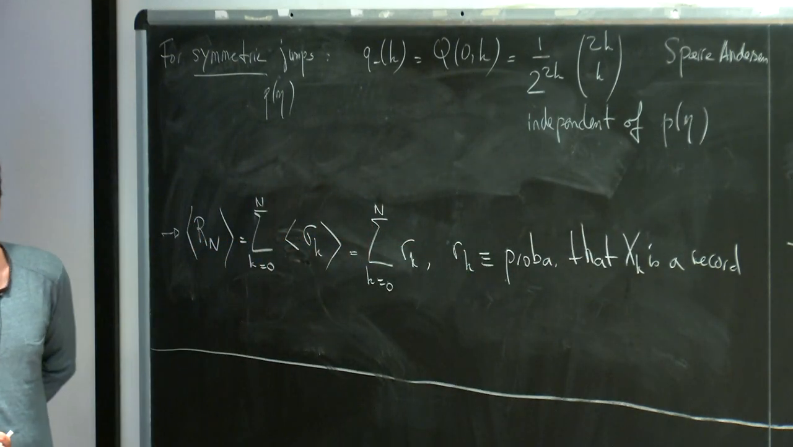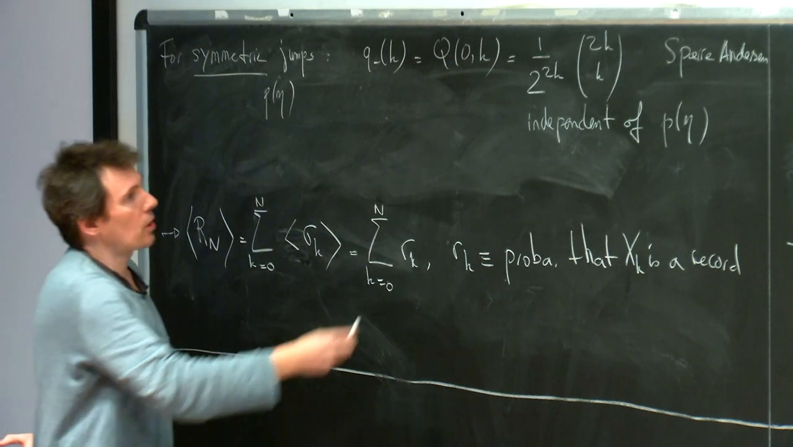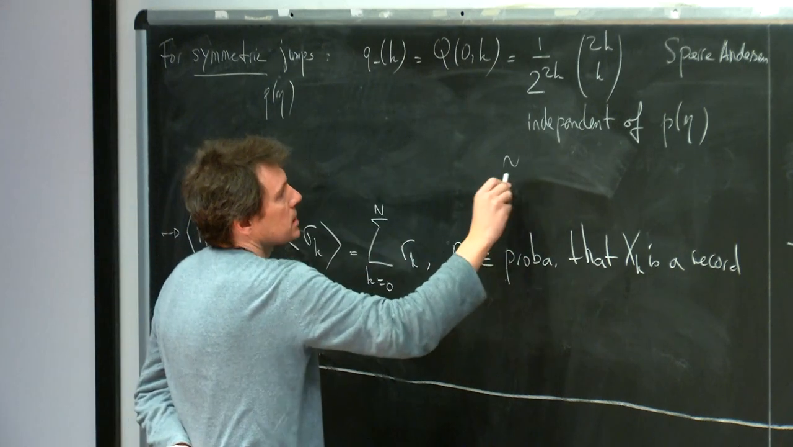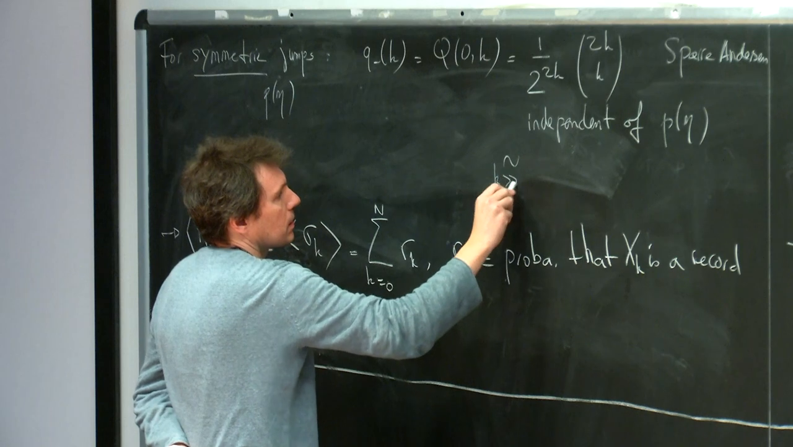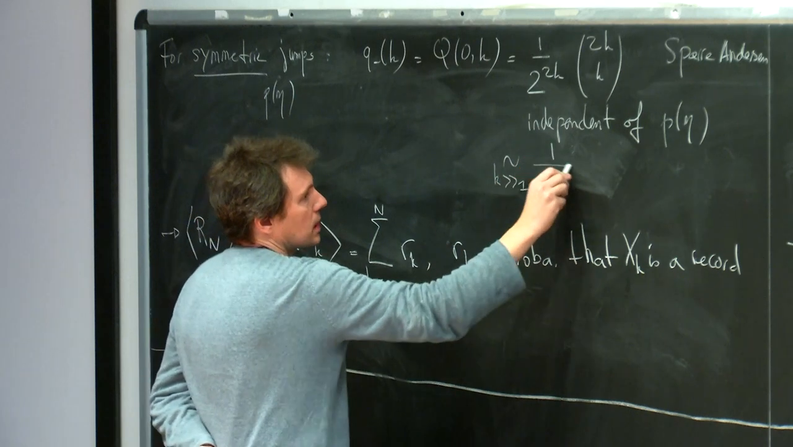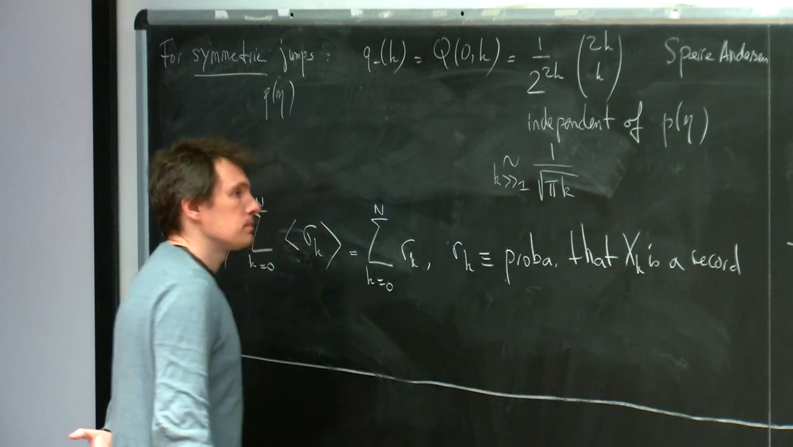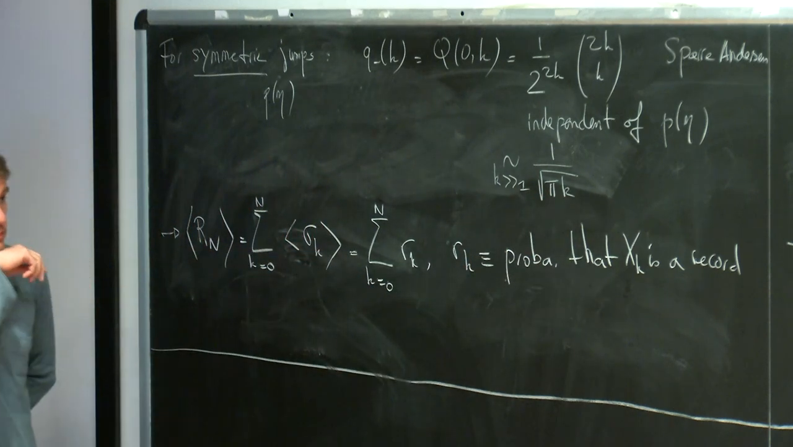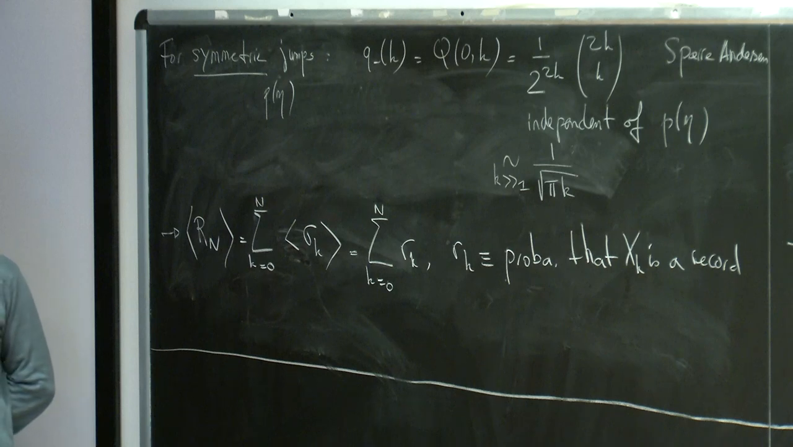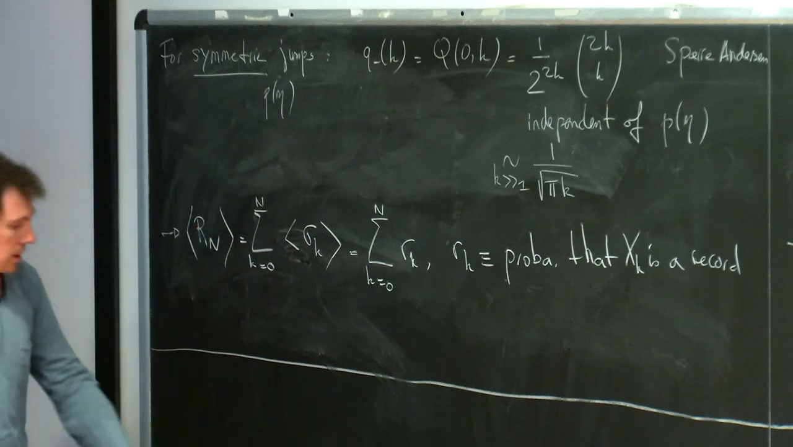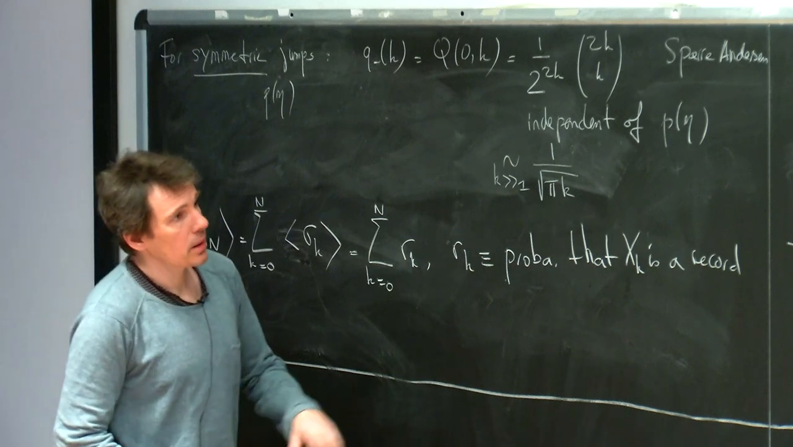Now, another thing that we have seen is that for large k, for k larger than 1, this actually behaves like 1 over square root of pi k. So this is R_K, right?